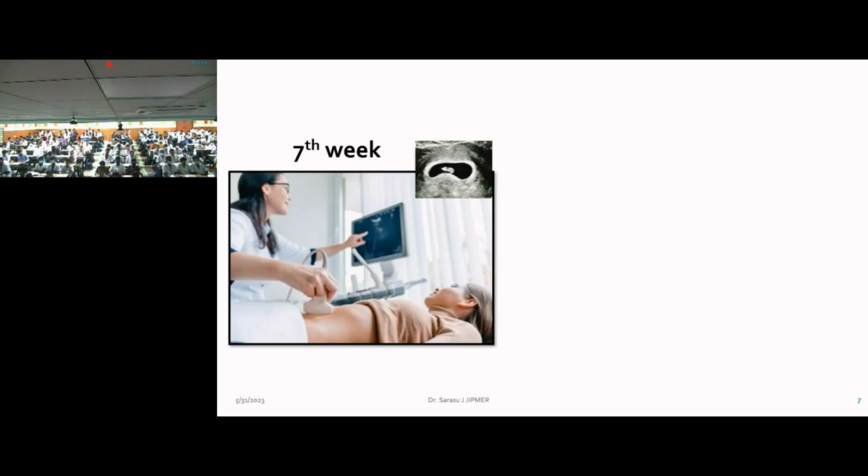Our pregnant mom does not know all that. Once she suspects pregnancy, she goes to the doctor and asks for confirmation, and the next question she asks is, what is the sex of the baby? She has just gone for a confirmation, and this is how it looks: like a dumbbell or a very, very small ridge kind of a thing. That's how you see it until the 7th week.